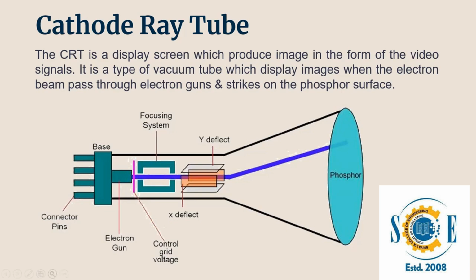So here you can see the diagram also. Let me explain it. It is the connector pin, it is the base, and here it is the electron gun, which has the capacity of heating the filament, and this is the control grid. Here it is a focusing system. This is X deflect and Y deflect. It is also known as a deflection plate, or we can say that it is the horizontal plate and the vertical deflection plate. Here it is going, the electron beam. It is the phosphorus coated screen.